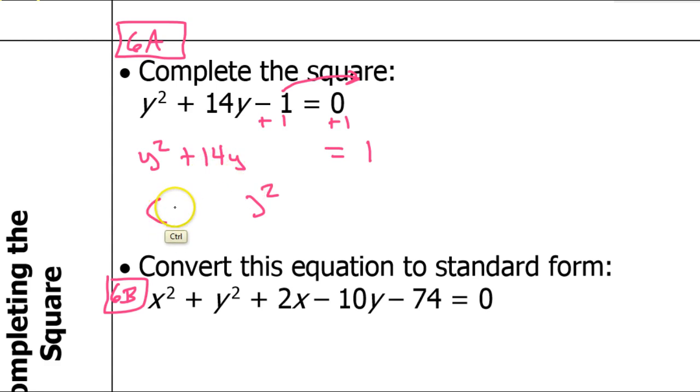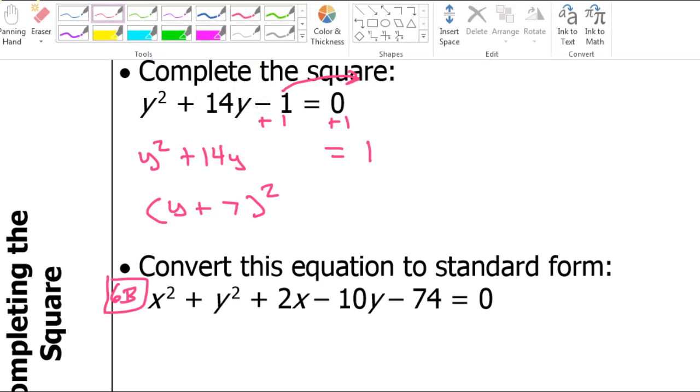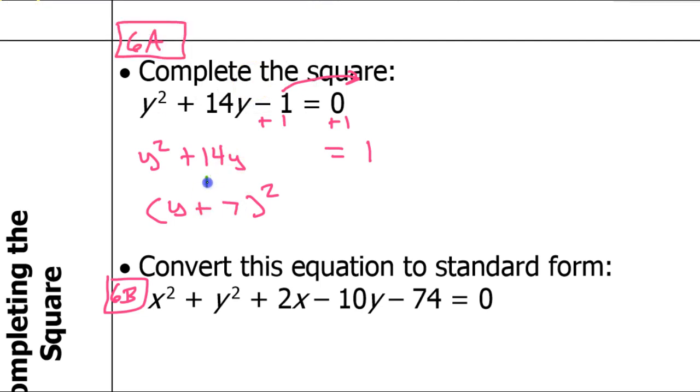So what goes inside the binomial? I see the variable is y, so it's going to be y. I see it's plus, so it's going to be plus. Then I'm going to have 7. Now, where did the 7 come from? I just took half right here. Half of 14 is 7.